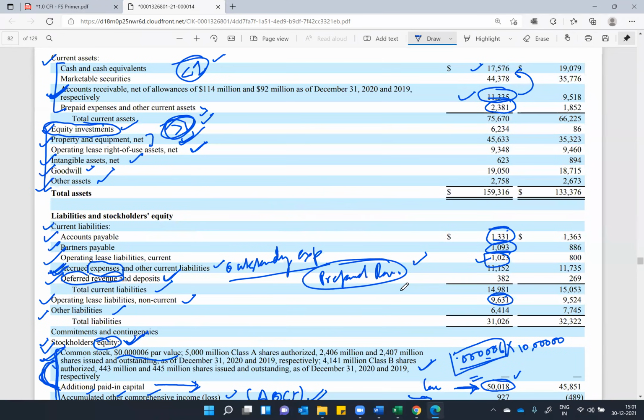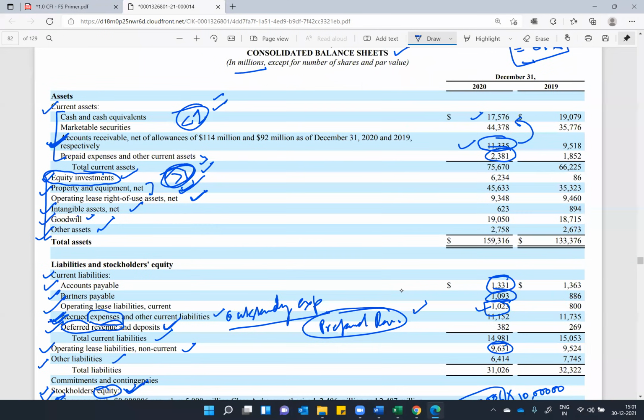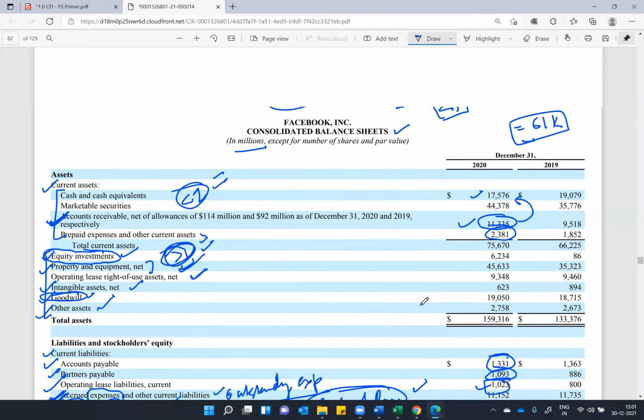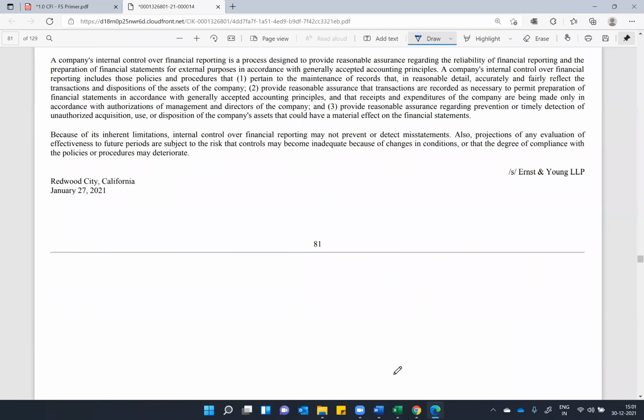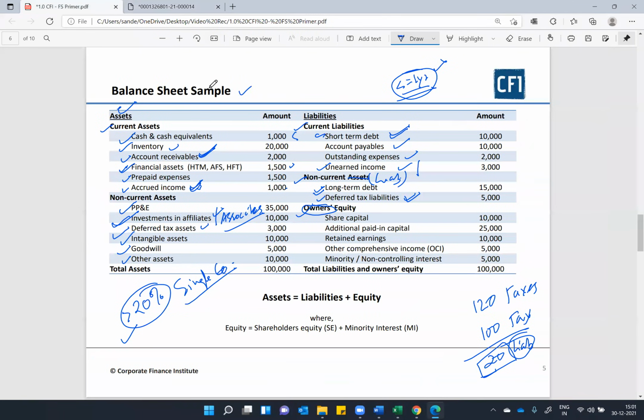The only thing which is left is goodwill, as I told you. So I'll discuss it with an example. What is goodwill? And also, yes, minority interest, that we also have in the balance sheet, as I told you. So let's discuss firstly the minority interest, and then we'll discuss the goodwill part as well. Other than that, we have discussed everything.